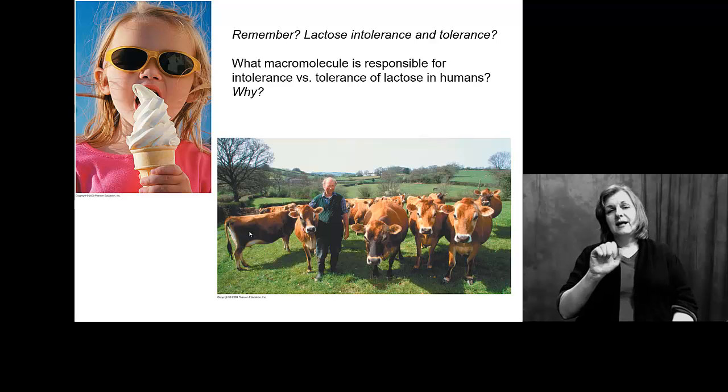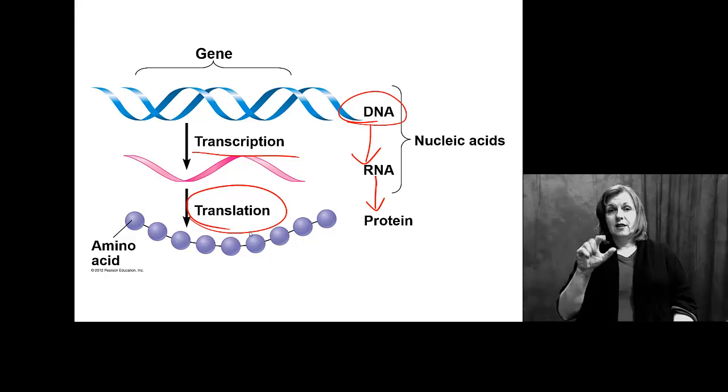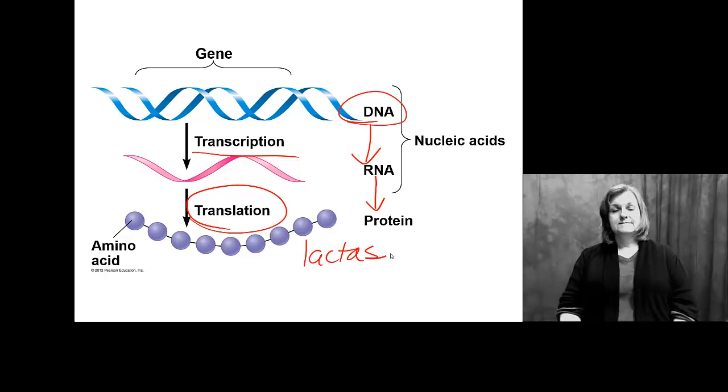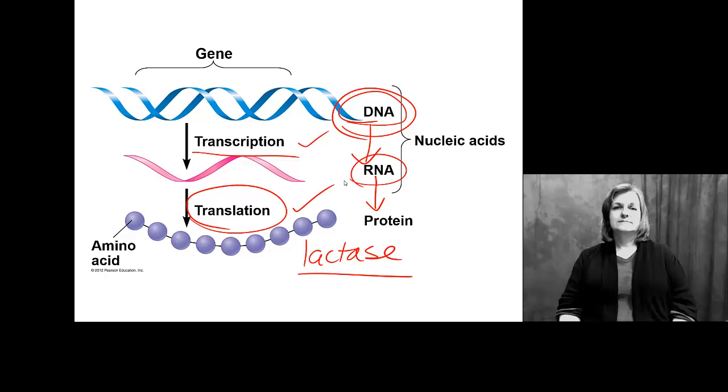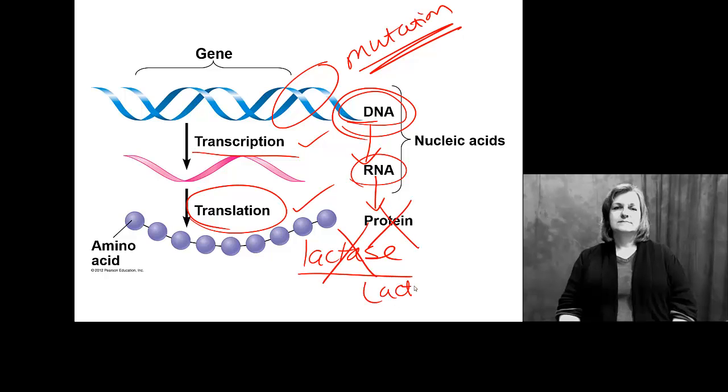If you can't build lactase, the enzyme, and if this was lactase, if you can't build this, what might have gone wrong? Well, maybe the RNA is bad. Maybe the DNA is bad. Maybe the process is bad. But most of the time what we see is there's some mutation in the gene that stops the protein from being formed. You don't form lactase. You can't break down lactose. Now you're lactose intolerant.